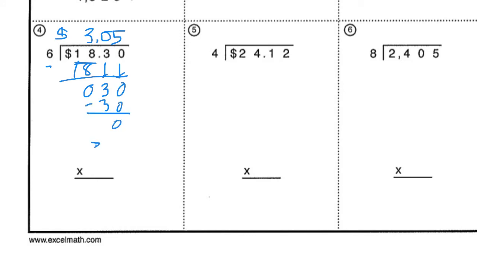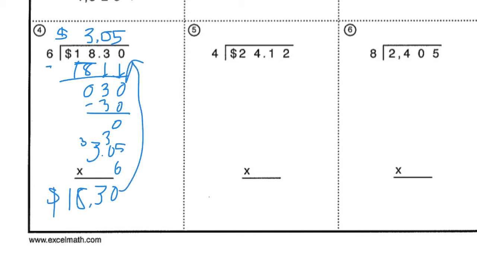And then we check it down here by doing $3.05 times 6. 6 times 5 is 30. Bring the 3 up there. 0 times 6 is 0 plus 3 is 3. And 3 times 6 is 18. And it matches up. There's the correct answer. Okay, now go ahead and pause the video. I want you to do 5 and 6. Turn it back on when you're ready for the solutions to both of those.